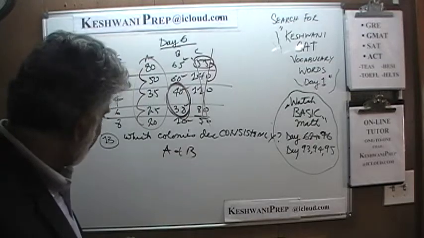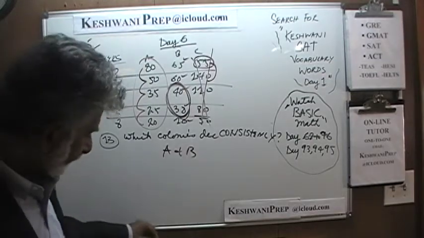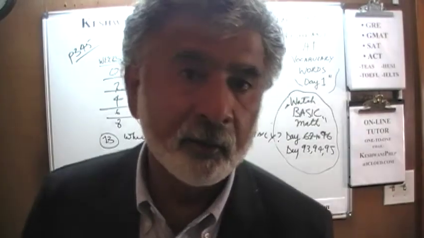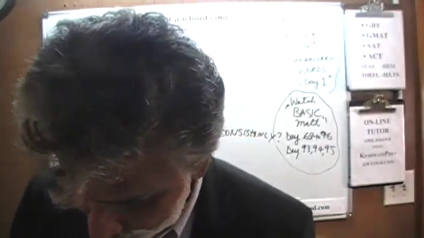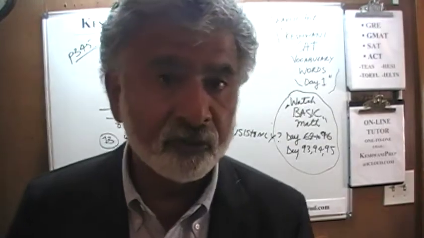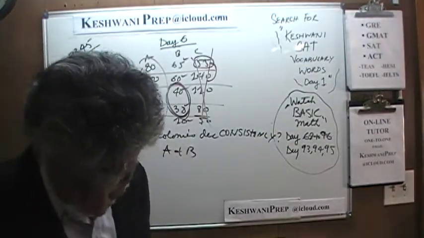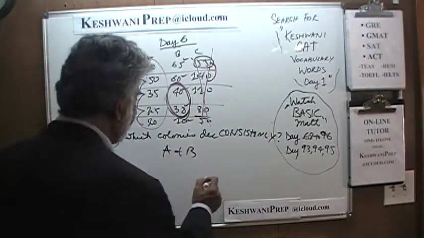And the answer to the problem is C. These people are very clever. They want to give you the answer choices A, B, C, D, and they want to give you the colonies with A, B, C. So the two colonies did drop consistently, colony A and B, and therefore the answer is C. If that amuses you, the answer is C.